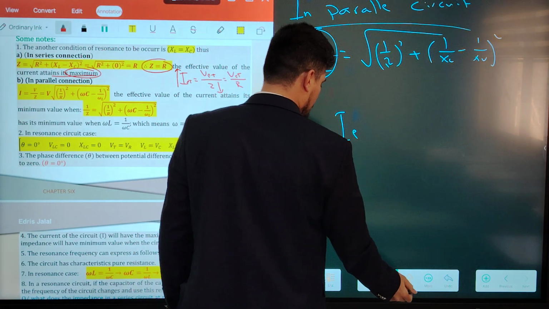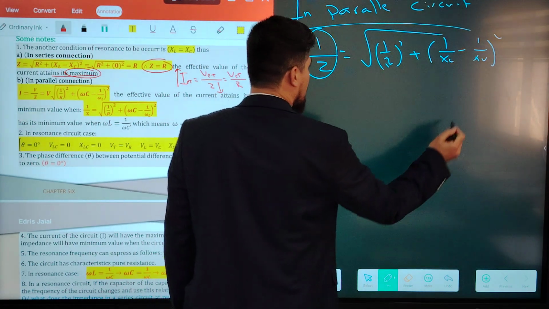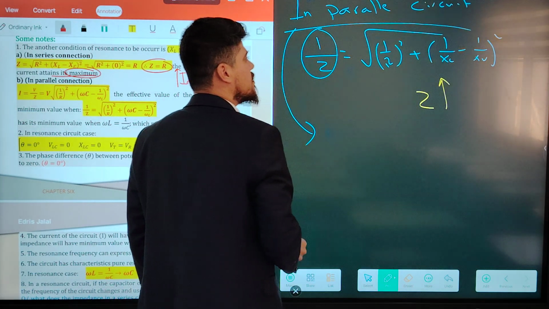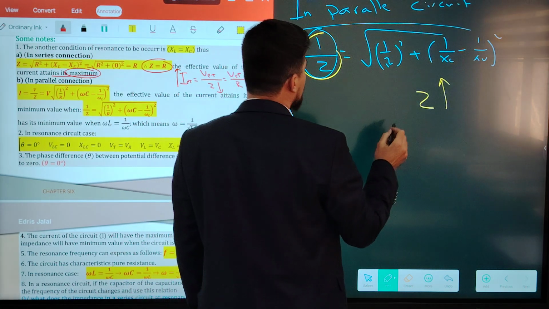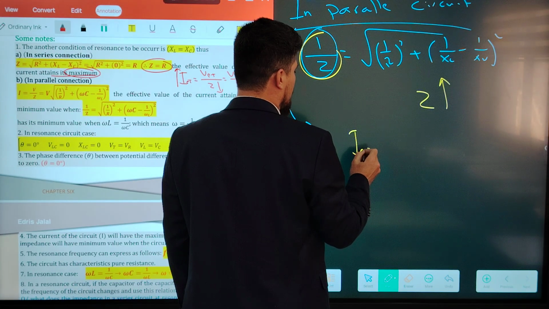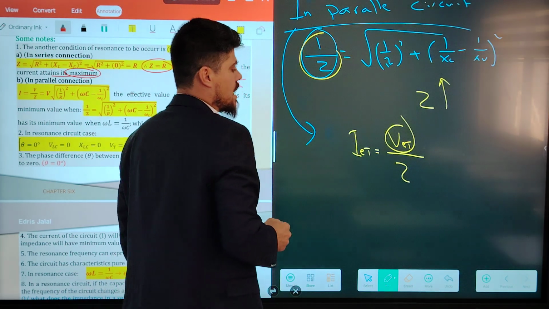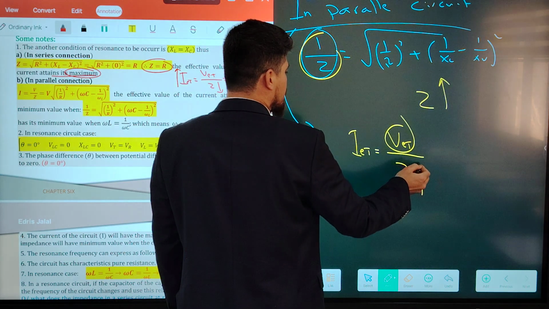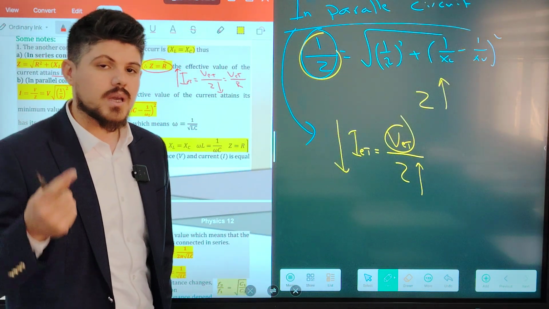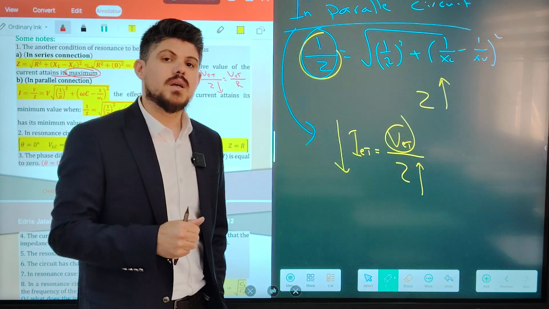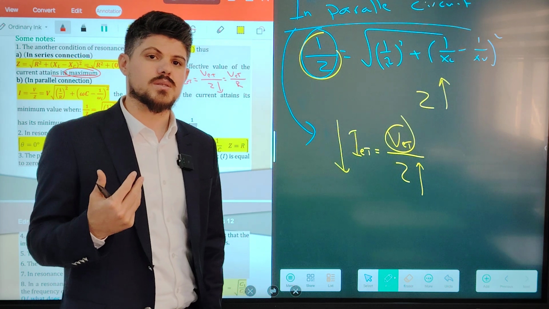so what happened to the Z in parallel circuit? In parallel circuit, Z increases because we have 1 over Z. Okay, we have 1 over this value. When the total impedance increases, according to this equation, IE total is equal to what? VE total over Z. If VE total is constant, when Z increases, what happened to the current? The total current decreases in parallel connection. At resonance, the total effective current decreases when the total impedance increases.